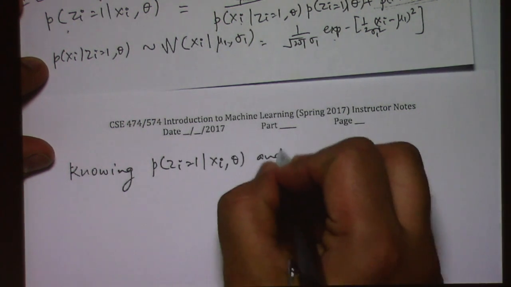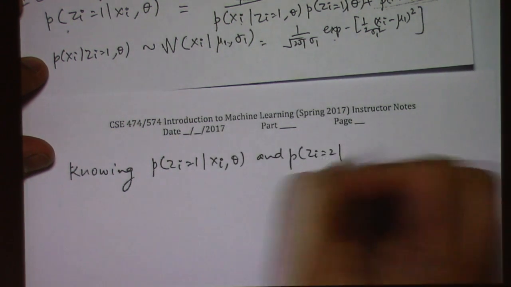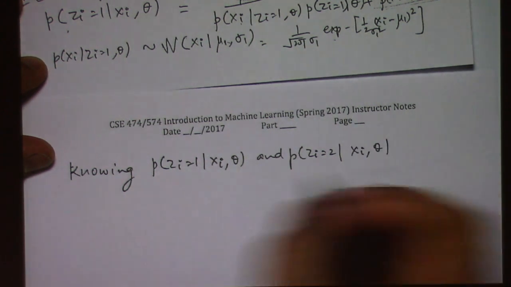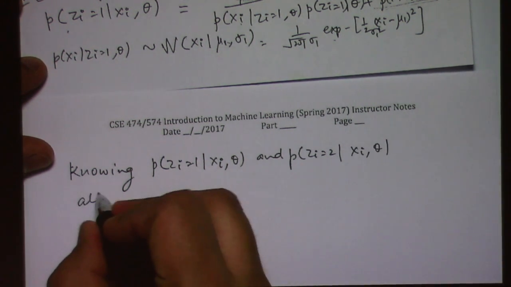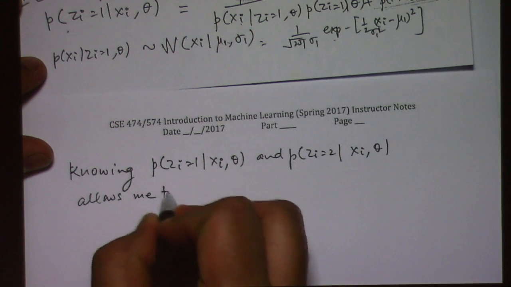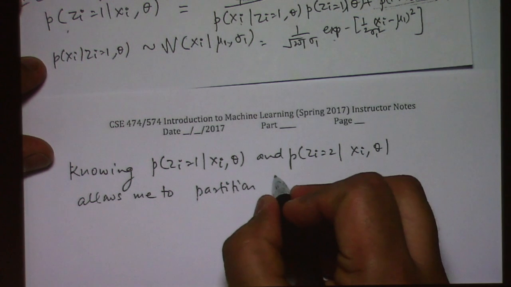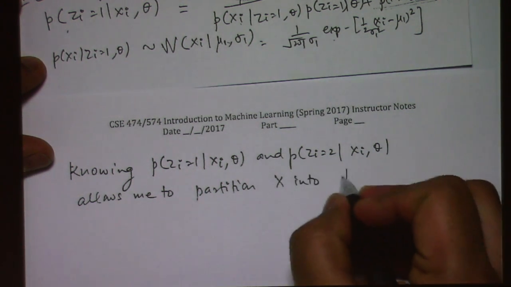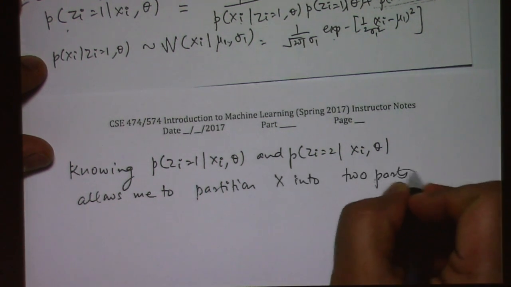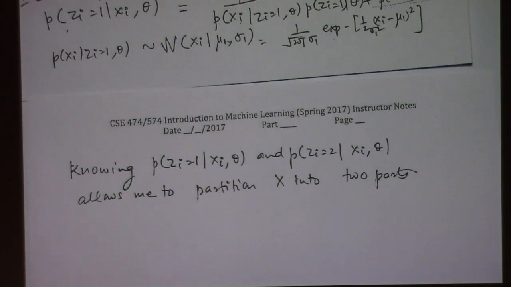So once I partition these two sets, because I know what is p of zi equal to 1 and p of zi equal to 2, I can now do an MLE on each one of these partitions and compute mu1 and sigma 1 from one part and mu2 and sigma 2 from the other part, and then I can also compute pi. So pi will just be given by the relative size of your two partitions.